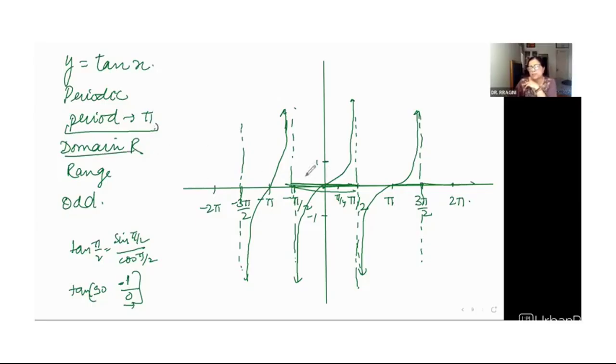Domain is R. You can extend this graph from minus infinity on the left to plus infinity on the right. And range? What is the range now? It is minus infinity to plus infinity. You can have extreme values. It can go up to plus infinity and it can go to minus infinity. So this was the behavior of the trigonometric graphs of the three basic trigonometric functions.